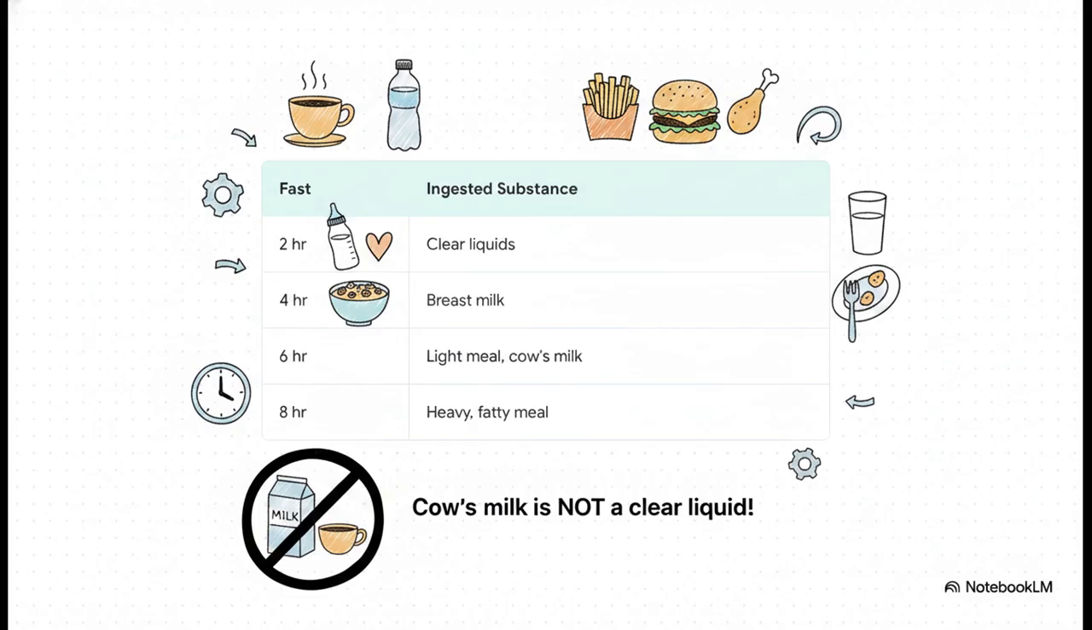2 hours for clear liquids like water or black coffee. 4 hours for breast milk. 6 hours for a light meal, infant formula, or cow's milk. And 8 hours for a heavy, fatty, or fried meal.